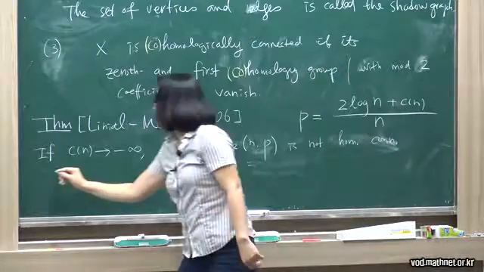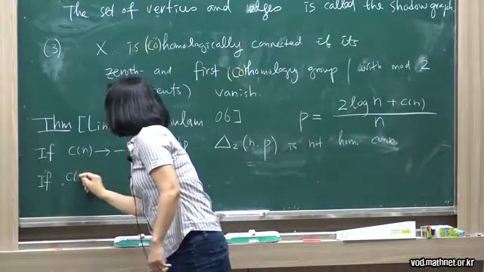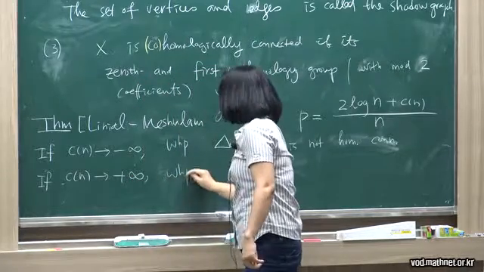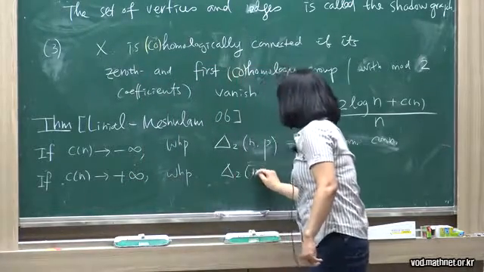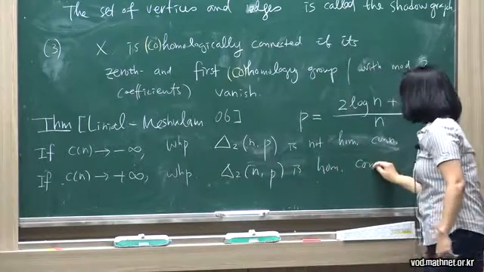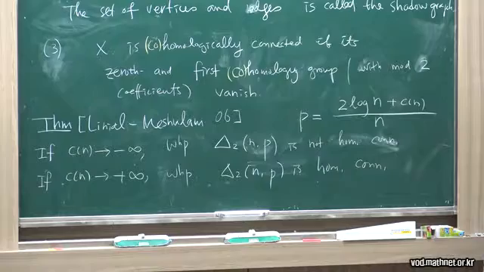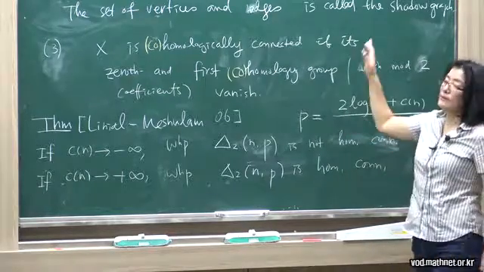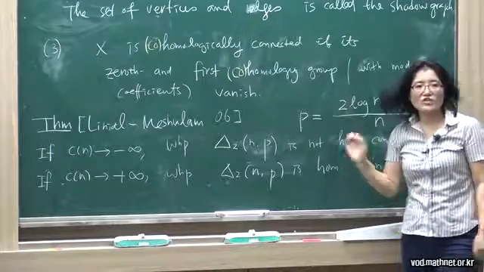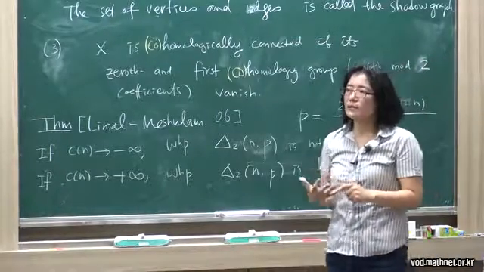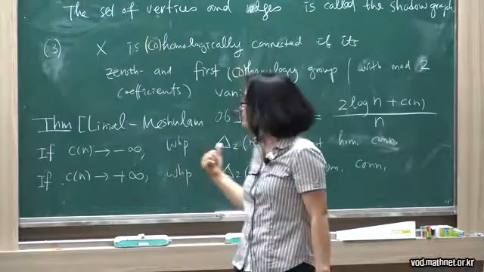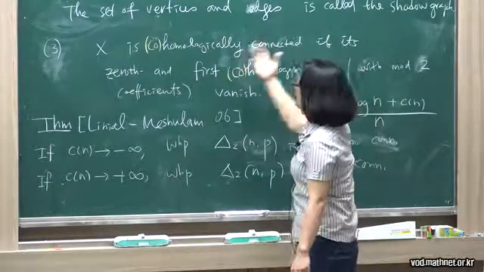On the other hand, if c_n tends to positive infinity, then with high probability, Delta_2(n,p) is homologically connected. This is twice the Erdős-Rényi connectivity threshold. This suggests there's some easier heuristic going on behind the scene. So let's understand what it means.